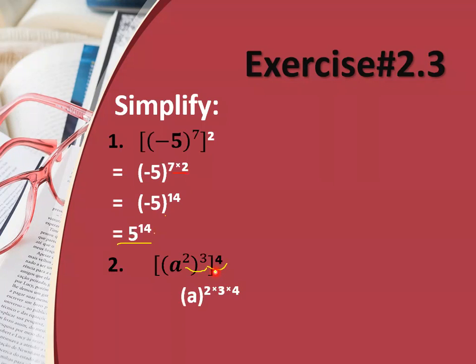So what you will do, simply you will take your base here, that is a, and 2 multiplied by 3 multiplied by 4. So 2 multiplied by 3 is 6. 6 multiplied by 4 will be 24. So a raised to the power 24 will be your answer. Understand? A raised to the power 24 will be your answer. Is it clear? Class, is there any problem? Very good. All of you are replying. That's very good.